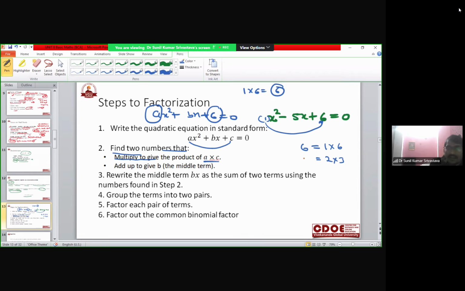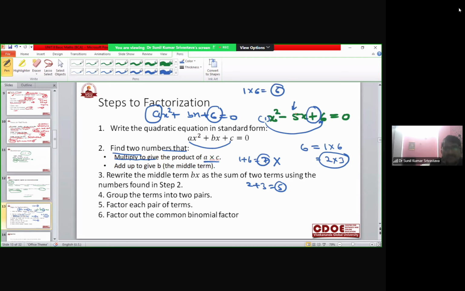Now come here to the question. Before this constant, we have to read the sign. What is the sign? The sign is plus, so we have to take the factors whose addition gives the middle term. One pair is 1 plus 6, which is equal to 7. That is not 5, so it should not be taken. But 2 plus 3 is equal to 5, so we take this one.